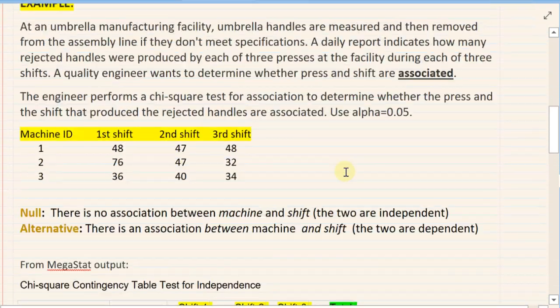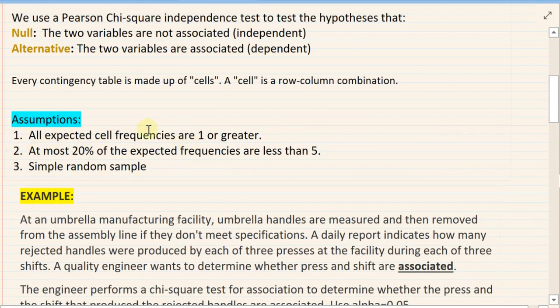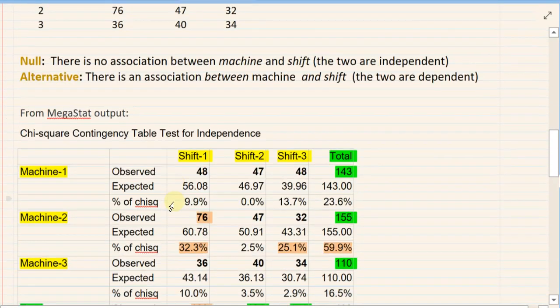Oh, one thing I want to do real quick, these assumptions. We assume everything we did involves a simple random sample, but at most 20% of expected frequencies are less than 5, and expected cell frequencies are 1 or greater. Now this means you're not going to have empty cells, right? Because what's lower than 1? 0, right? So this says you've got to have at least 1 expected frequency, and that was the case in every cell.